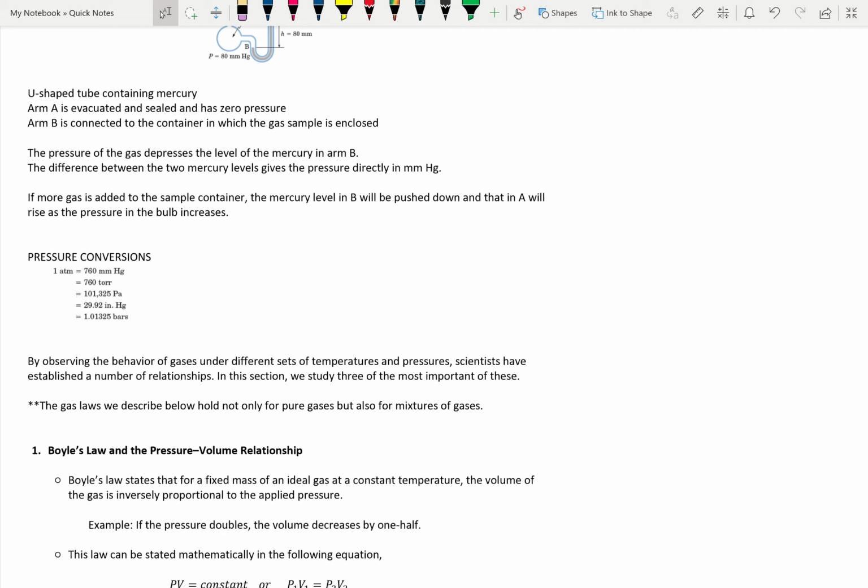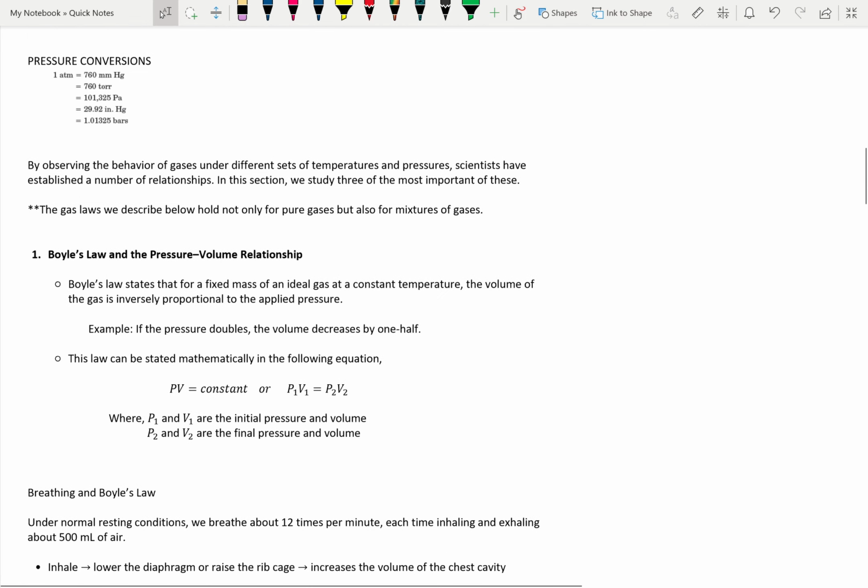So by doing these kinds of experiments, scientists have established different types of relationships between the gas, its volume, its temperature, and pressure. We have multiple relationships that we're going to go over, and you'll have a better understanding of how gas laws take place. Our first law is Boyle's law, and this is a pressure-volume relationship.